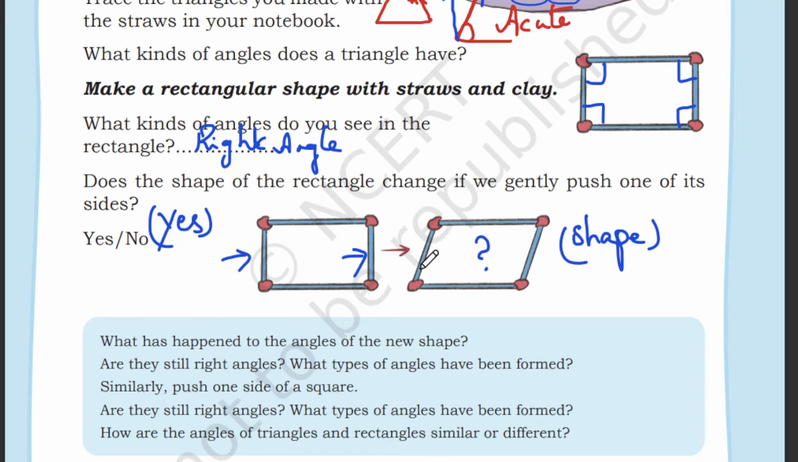Does it change? Yes, it changed, because here I'll show a dotted line. So this one is a right angle. We gently pushed it. Now this one is lesser than a right angle. So this becomes an acute angle. Are they still right angles? No. So they are not right angles. So what angle is that now? It is an acute angle.